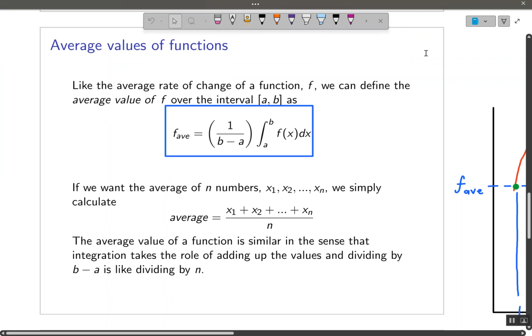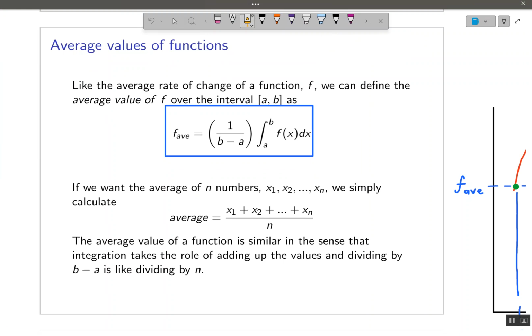We have here average values of functions. Like the average rate of change of a function f, we can define the average value of a function over the interval a to b as the following. We're using this symbol here, f_av, to mean the average value of the function over the interval a to b as this quantity.